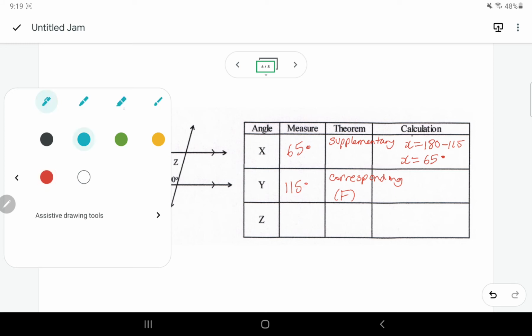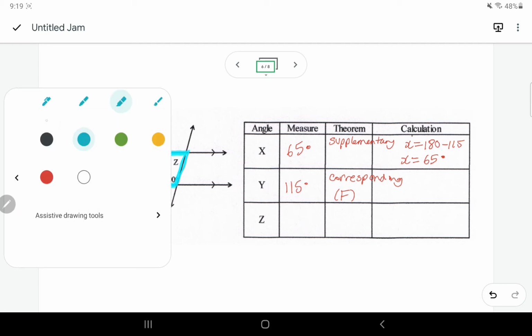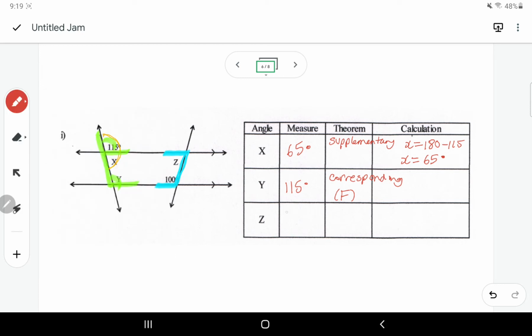And then for the Z, I'm going to look here at the C pattern, or the interior angles, and subtract that 100 from 180. So in the interior C pattern, I get Z equals 180 minus 100, because they're not equal, they add to the 180. So Z is 80 degrees. So double checking all of your answers there. Everybody good?